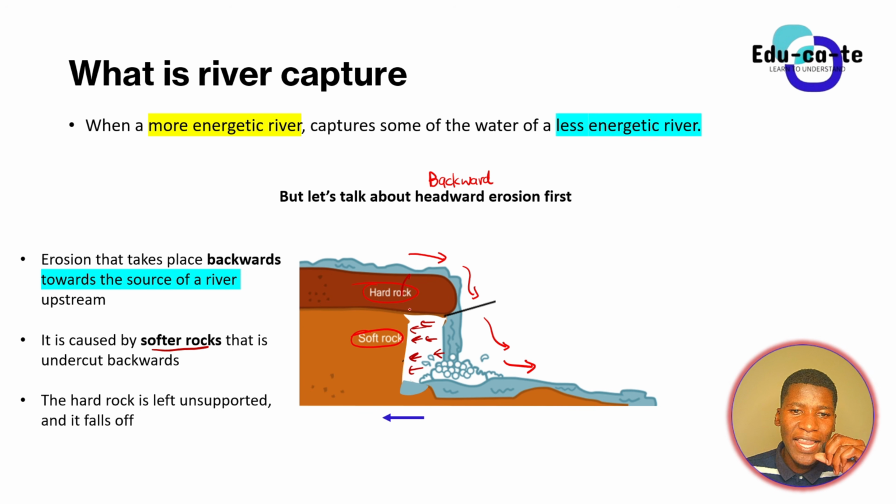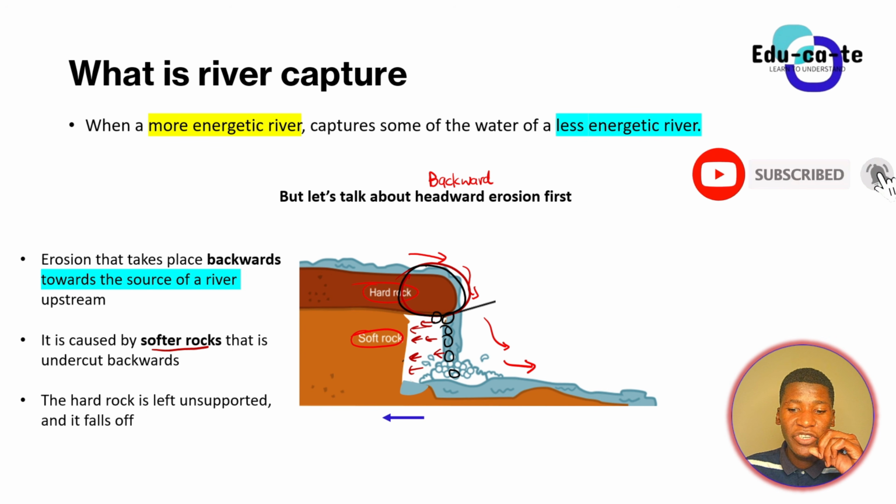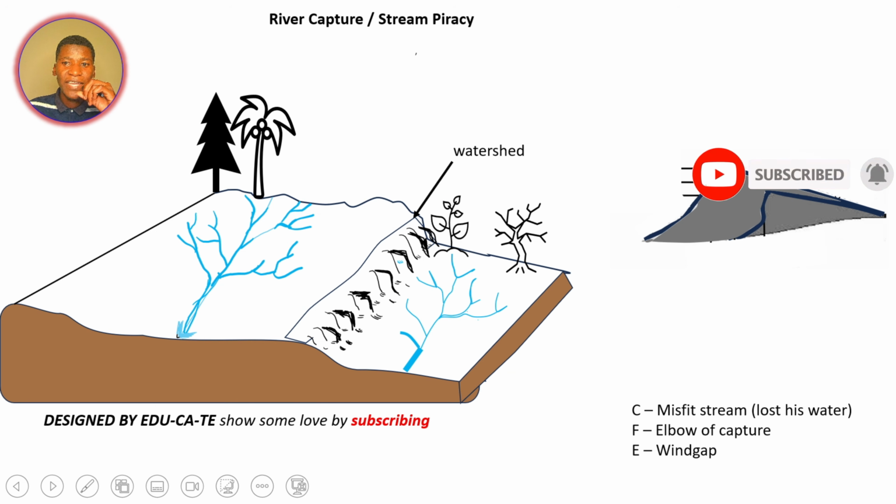So this layer of hard rock that remains after headward erosion will eventually fall off into this pool. So this is known as headward erosion. Basically, the river is eroding opposite to its direction. It's eroding backwards, whereas it is moving forwards. Now, knowing the headward erosion, we can now look at the river capture or the stream piracy.